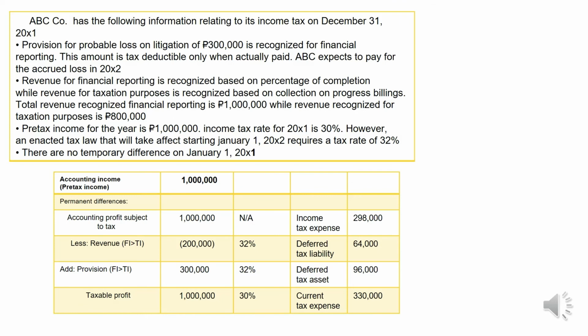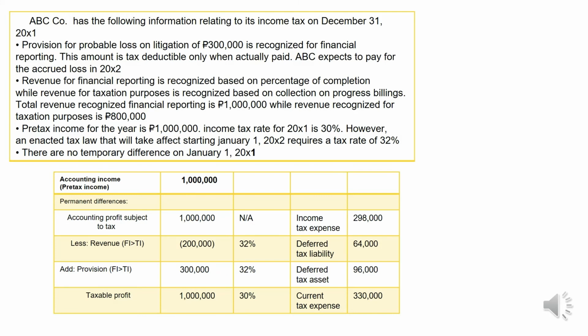In this case, makikita natin yung information pertaining to the income tax of the ABC Corporation, wherein provisions for probable loss and litigation amounting to 300,000. Etong provision is subject for deduction kapag nabayaran na. Ito yung parang ina-expect ng company na mawawala sa kanila due to litigation. It's either meron silang pangkaso laban sa company which they will expect na mababayaran nila, which is through payment.